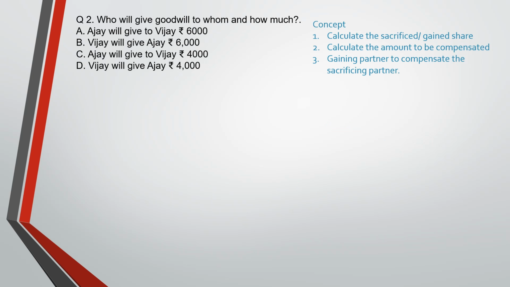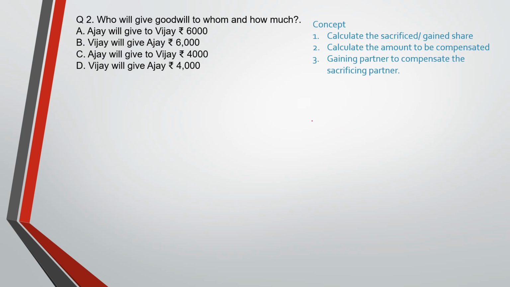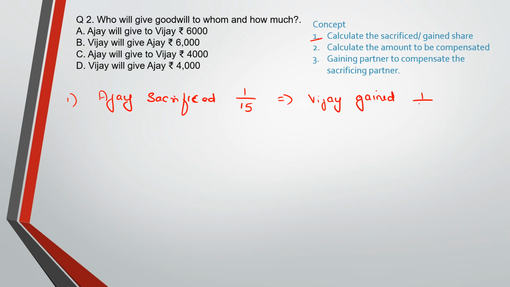So we have to see who has sacrificed and who has gained. From the previous working, you have seen that Ajay has sacrificed 1/15 and there are two partners. So obviously, as the first step, we calculate the sacrifice or gain share, and through the first step we know that Ajay has sacrificed 1/15. This implies Vijay has gained 1/15.